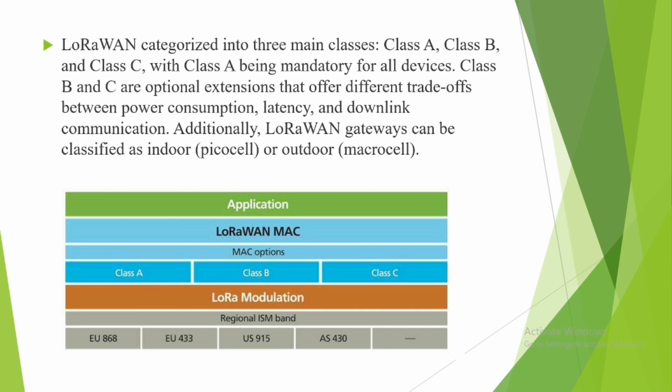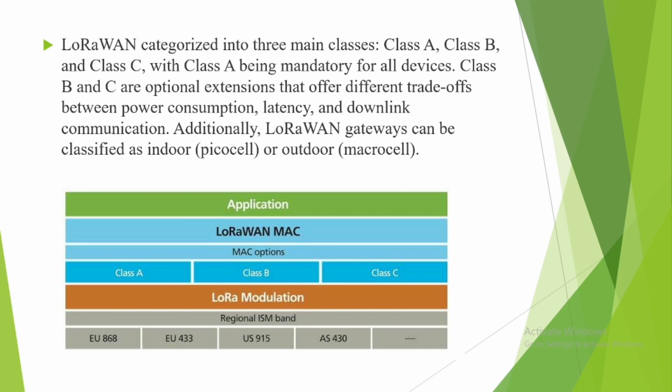Class A. This is the most common and power efficient class, suitable for applications where long battery life is critical. Class A devices only have two downlink receive windows after each uplink transmission, resulting in non-deterministic downlink latency.